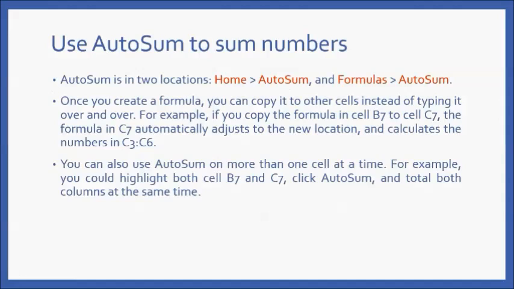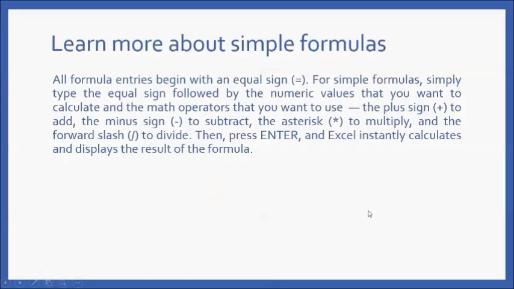So for example, if you copy the formula in cell B7 to cell C7, the formula in C7 automatically adjusts to the new location and calculates the number in C3 to C6. You can also use AutoSum on more than one cell at a time. For example, you could highlight both cell B7 and C7, click AutoSum, and total both columns at the same time. So, let's learn more about simple formulas.